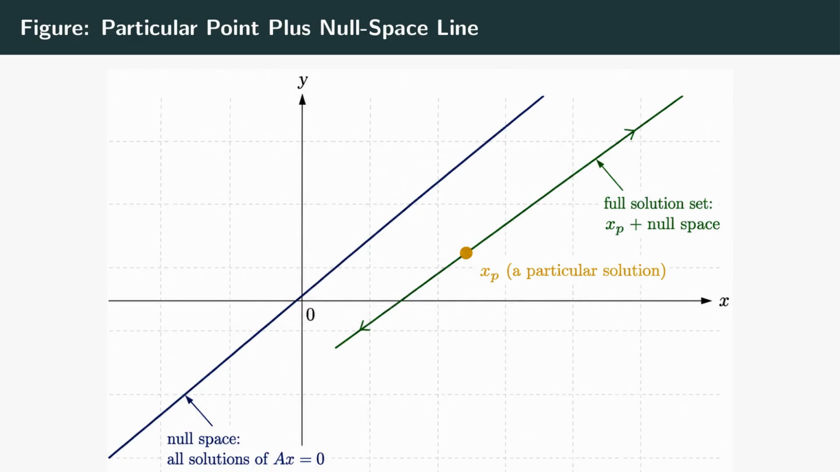Every point on the green line is a particular solution plus some homogeneous solution, and you reach them by sliding along the line with the free parameter. If the null space were a plane instead of a line, the solution set would be a parallel plane. The freedom in the homogeneous part is exactly the freedom in the full answer, just relocated.